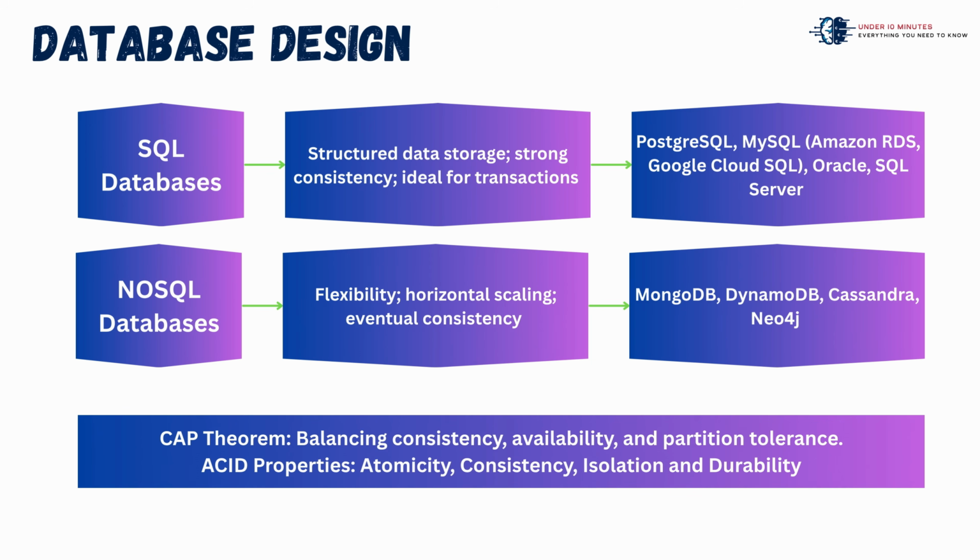MongoDB is great for documents, DynamoDB for key value storage, Cassandra for distributed wide column data, and Neo4j for graph relationships. Make your decision wisely, basing it on the CAP theorem, which states that systems can only optimize for two properties from consistency, availability, and partition tolerance. Understanding these trade offs is key to designing a data layer that serves your specific needs.